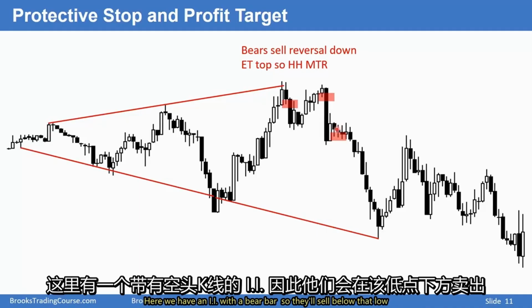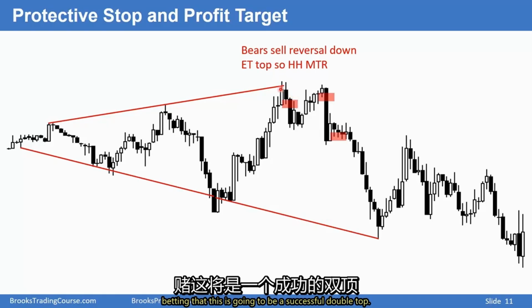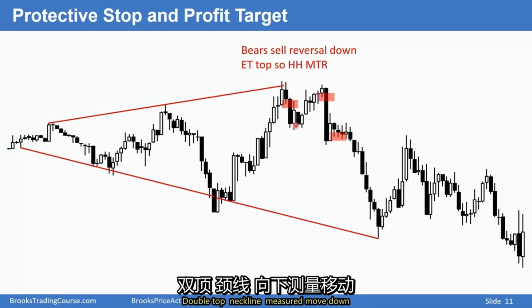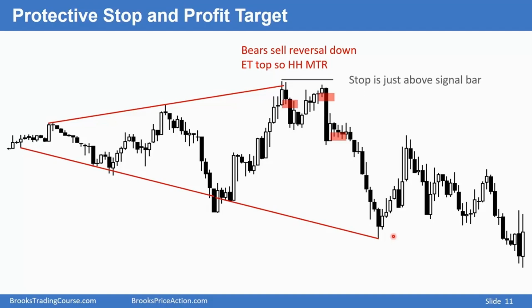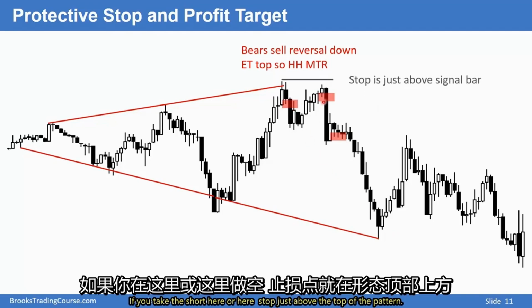Here we have an II with a bear bar, so they'll sell below that low, betting that this is going to be a successful double top. Double top, neckline, measured move down, maybe down to a new low, and a bigger expanding triangle. If you take the short here or here, stop just above the top of the pattern.